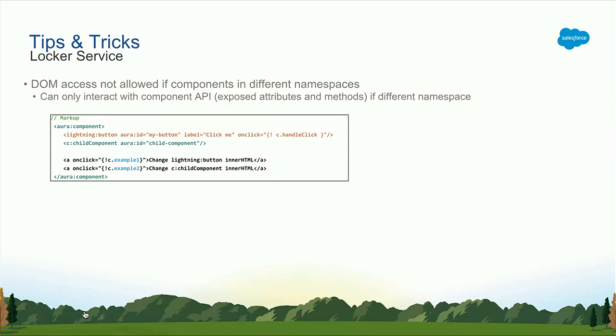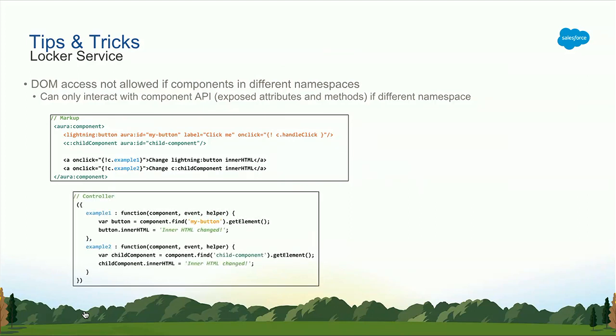This is my component. My component lives in namespace c because I'm working in a developer org. It's not a namespaced org. And I'm using two child components inside. The first one is a Lightning button. Lightning button lives in namespace lightning, and I'm using a child component which also lives in namespace c, which has some arbitrary HTML inside. I'm going to do two tests.